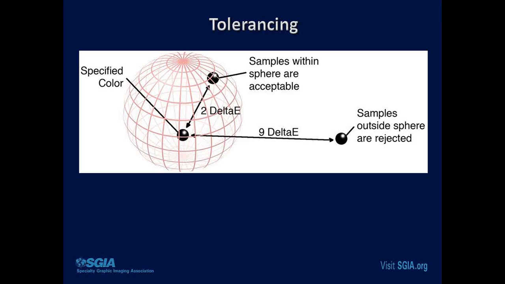But when we see a delta E of 9, we're going to say that's not. And in fact, with a delta E of 9, it's almost certain that you would see the difference visually with your eye. You wouldn't even need a device to measure it. You would know that you were off.